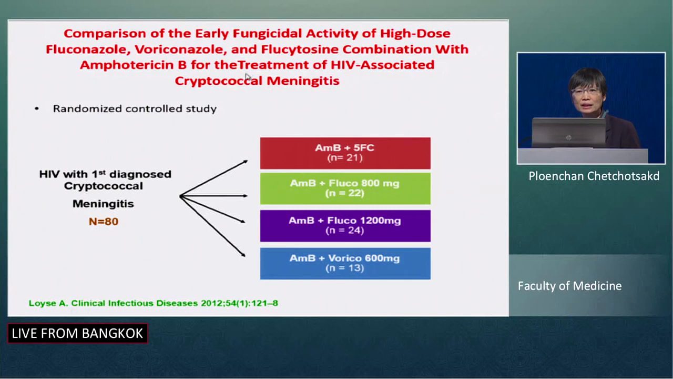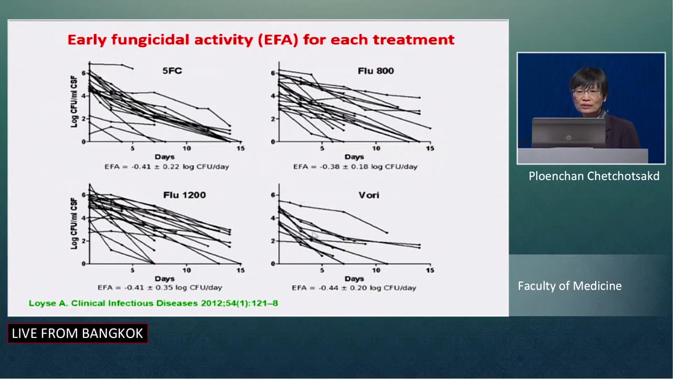For voriconazole, there is only one randomized controlled study, but it's a small study. They looked at the early fungicidal activity among standard treatment, amphotericin B with 5-FC, amphotericin B with fluconazole 800 milligrams, fluconazole 1,200 milligrams, and voriconazole 600 milligrams for 2 weeks in the induction phase. You can see from here the culture negative or early fungicidal activity are the same among all treatment arms.